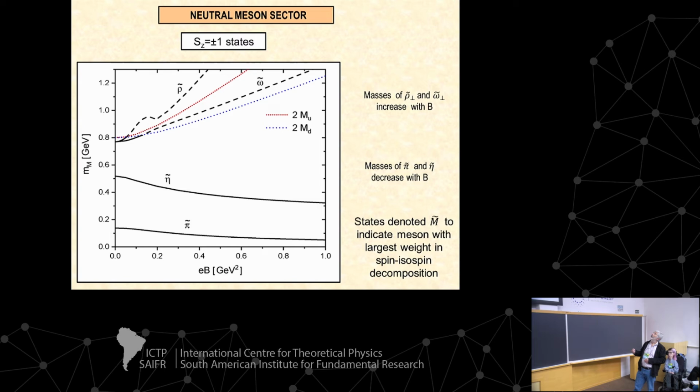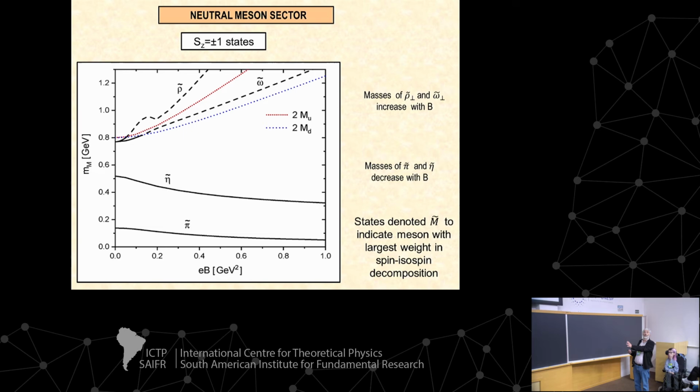So here I'm showing the neutral meson masses as a function of the magnetic field. And as you see, I'm using a tilde here because these are not real pions or rhos because they are mixed. So they have a combination between the pi 3, pi 0, the rho, and the omega. So everything is mixed here. However, I call this pi because the pi 3 is the one that has maximum contribution to this state. And the same happens with eta, and the same with rho and omega. And you see, the overall picture here is that pseudoscalar particles, due to the mixings and the magnetic field, decrease in mass with the magnetic field, while the vectors increase with the magnetic field.